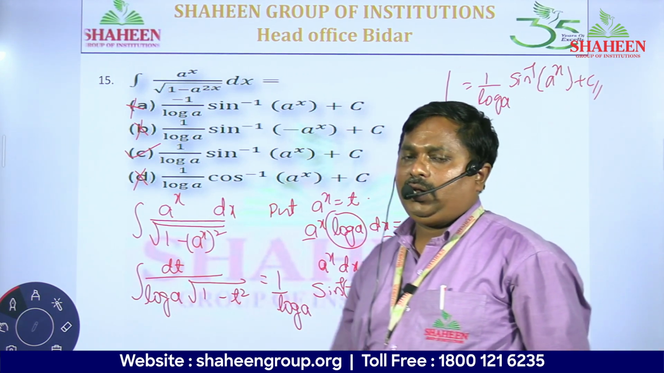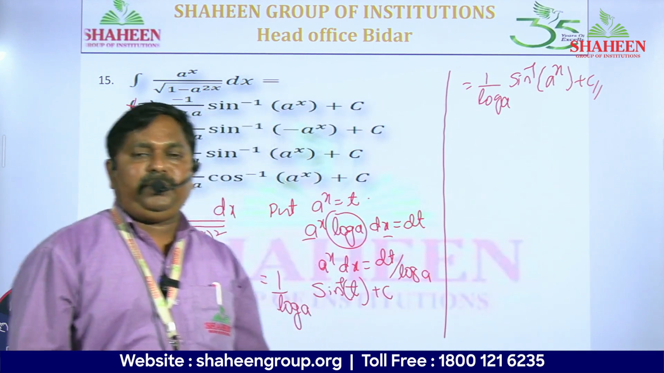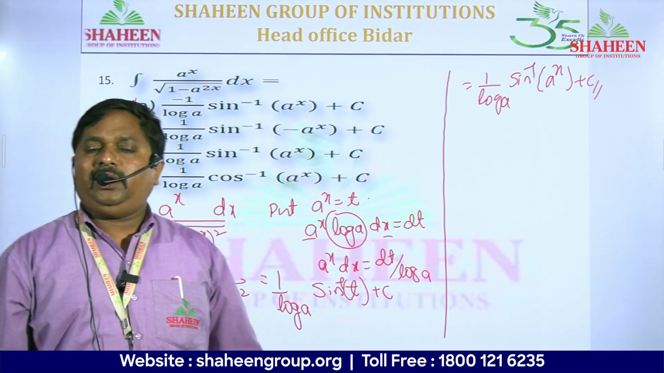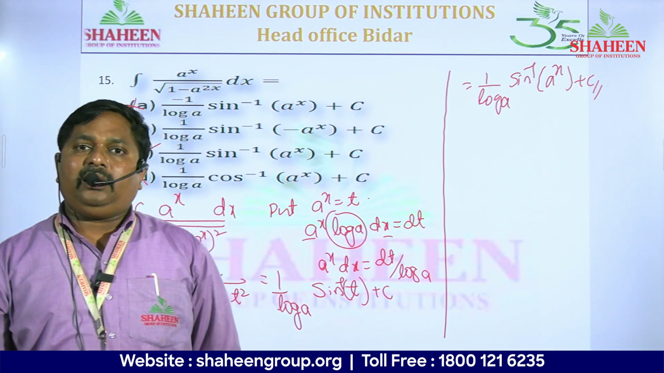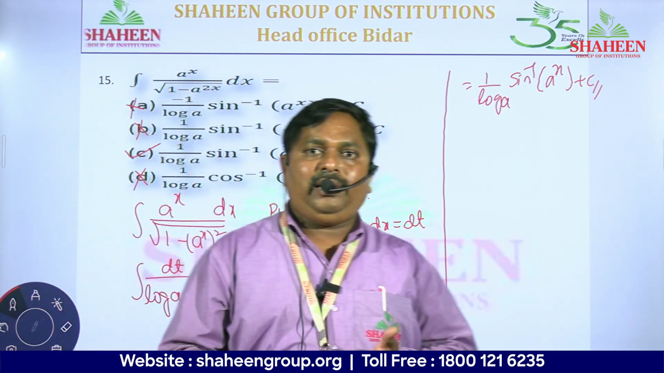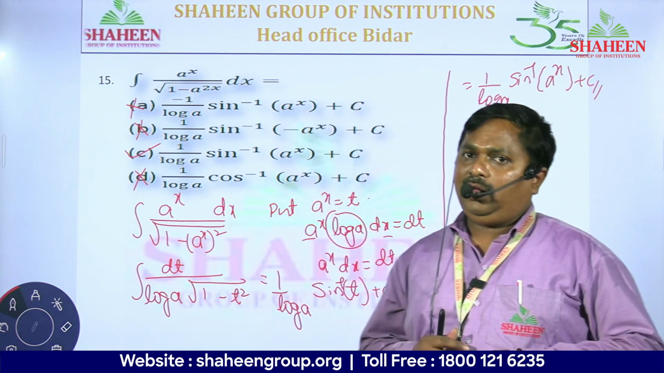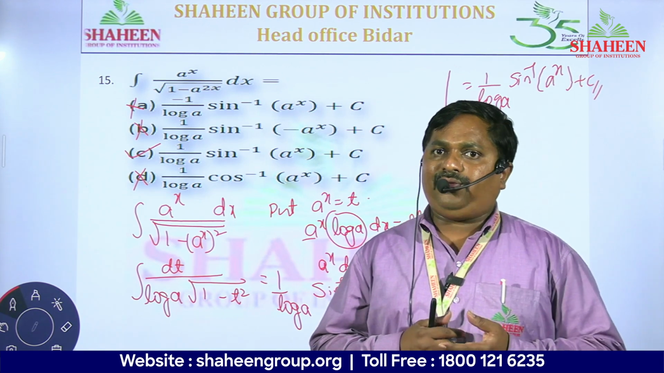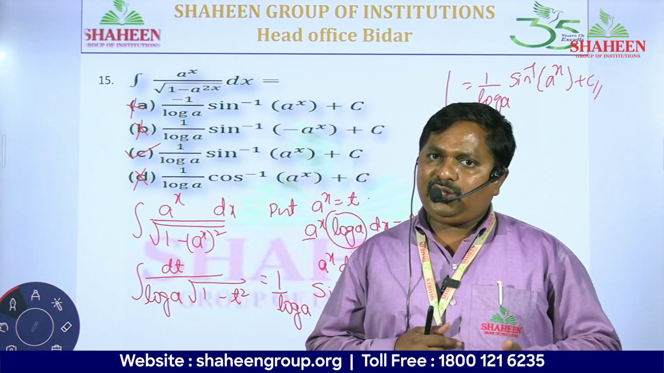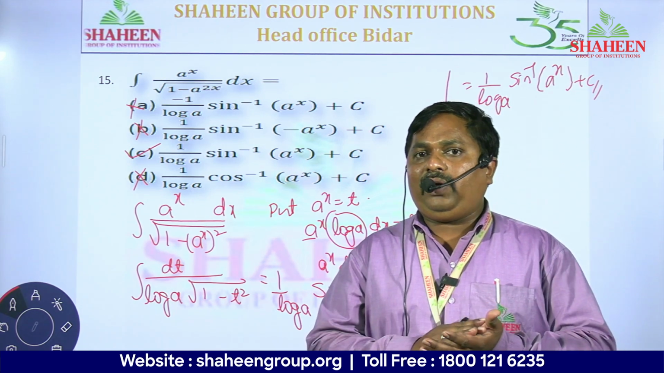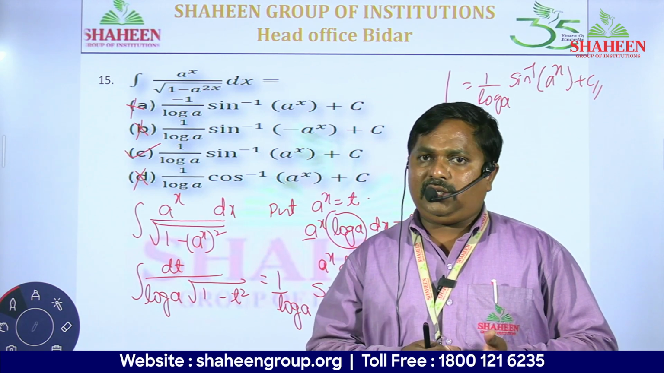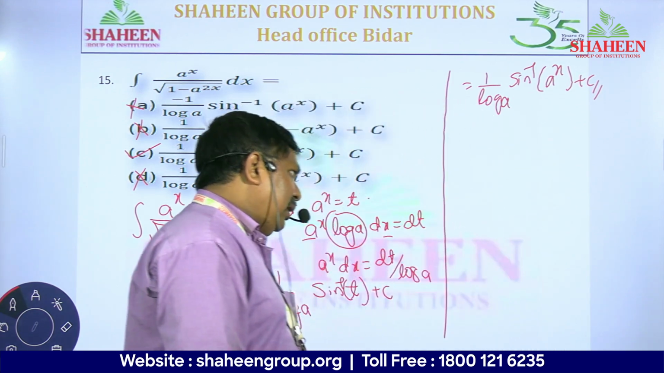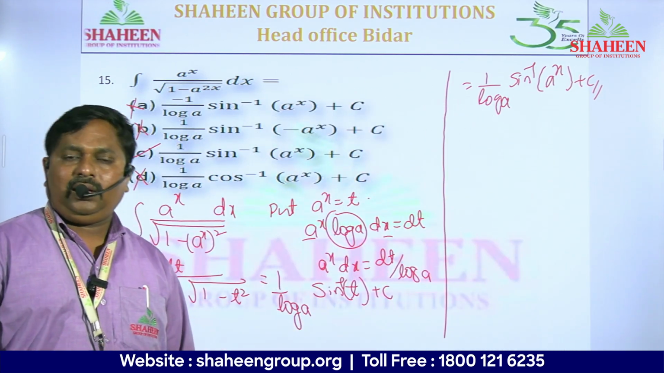Understood, students? In these three problems, the function and its derivative are given in the integral. So in that case, we have to substitute the function f of x as t, and the derivative f dash of x dx becomes dt. By the substitution method, we have integrated these three and identified our correct option.